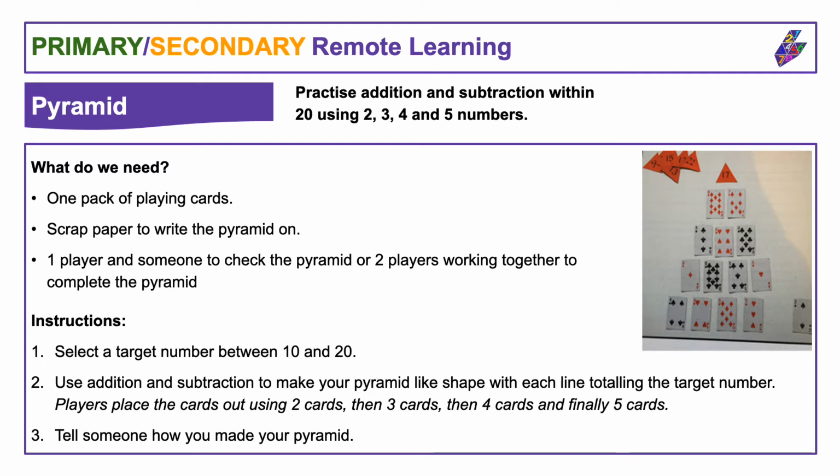Here's an example of one of the games called Pyramid. For each game you'll see the broad objective, although these are often adaptable to suit different number ranges or levels. So here you can see the focus is on practicing addition and subtraction within 20 using 2, 3, 4 and 5 numbers. Then there's a brief description of what you need to play, followed by instructions for the activity.